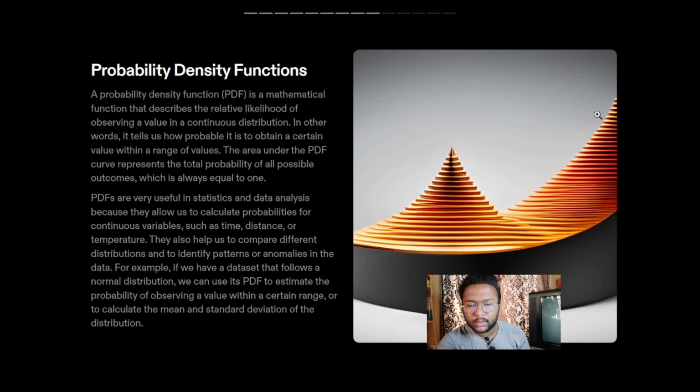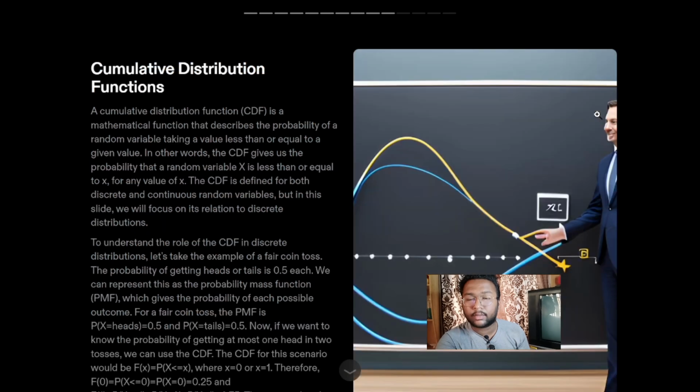They also help us to compare different distributions and to identify patterns or anomalies in the data. For example, if we have a data set that follows a normal distribution, we can use its PDF to estimate the probability of observing a value within a certain range or to calculate the mean and standard deviation of the distribution.